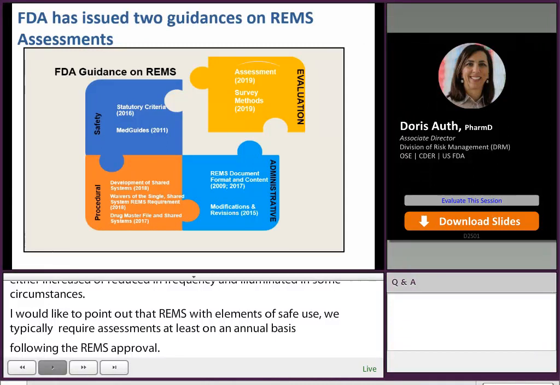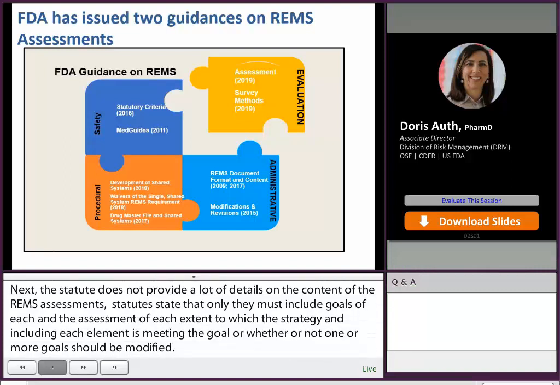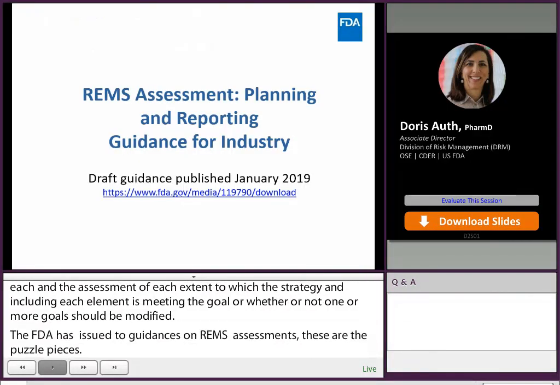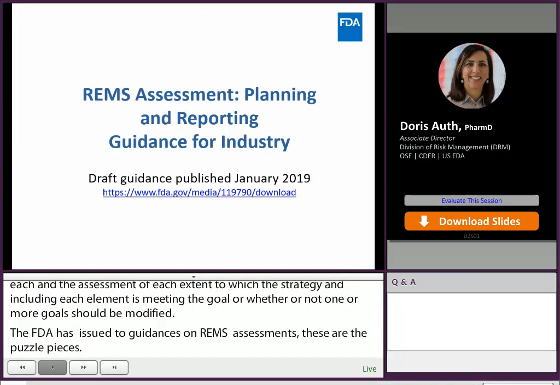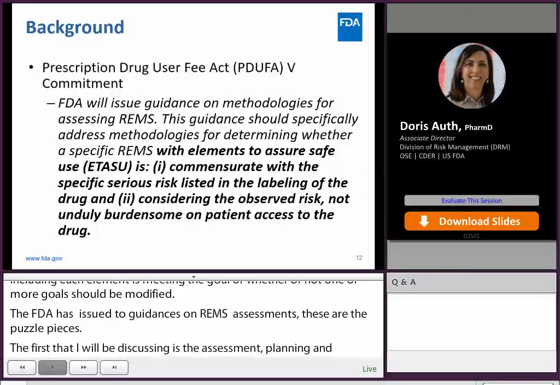The FDA has issued 2 draft guidances for REMS assessments. Those are in the yellow puzzle piece. The first of these that I'll be discussing is the REMS assessment planning and reporting guidance for industry. Issuance of a guidance on REMS assessments was actually a commitment under the 5th Prescription Drug User Fee Act in 2013.